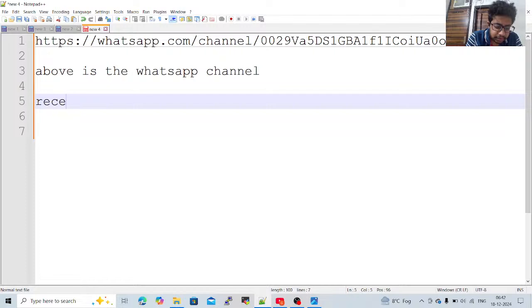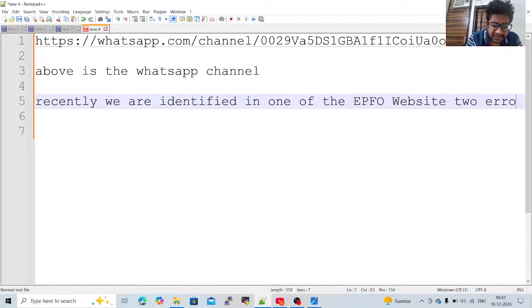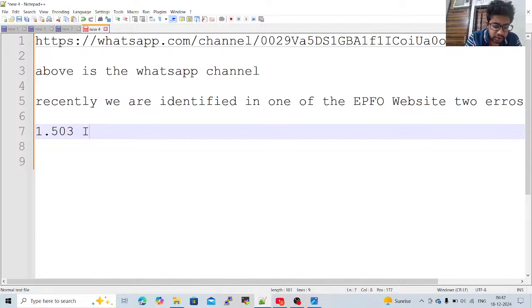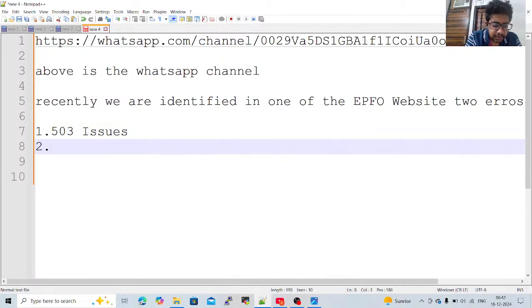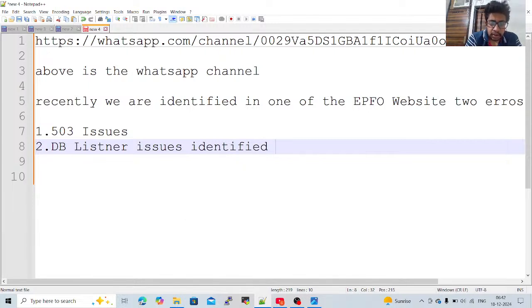So recently we identified two errors on one of the EPFO websites. One is the 503 issue, and the second is the DB listener issue. So we will discuss these two incidents in the production issues.